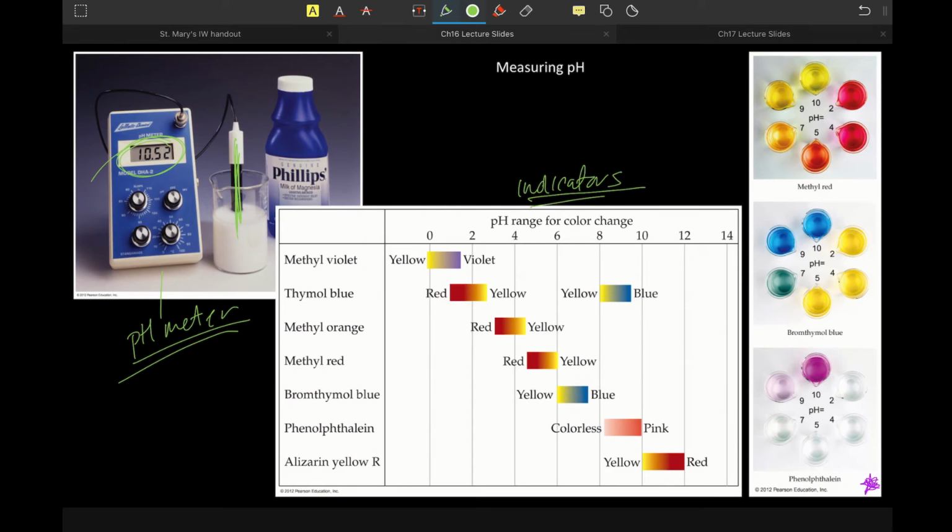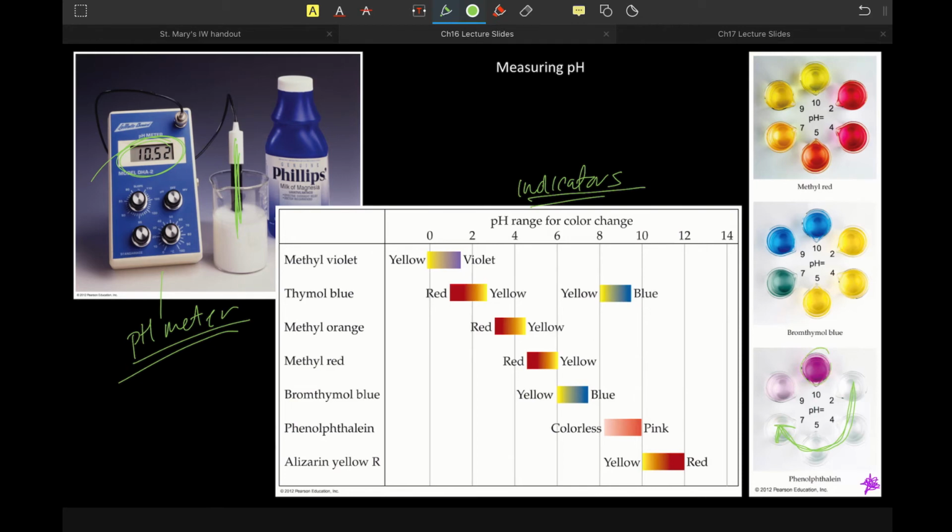Or we could say that they have their acid form and then their conjugate base form. Does that make sense? Protonated and deprotonated, or their acid versus conjugate base forms, and those different forms have different colors. And when we look at those different colors, they can give us information about what the pH of my solution is. So for example, phenolphthalein, at a relatively low pH, we have something that is colorless.